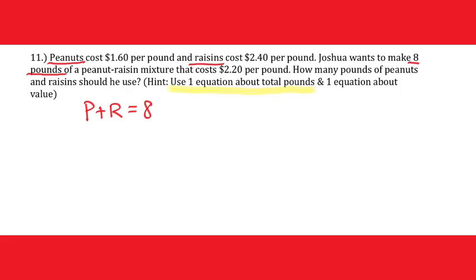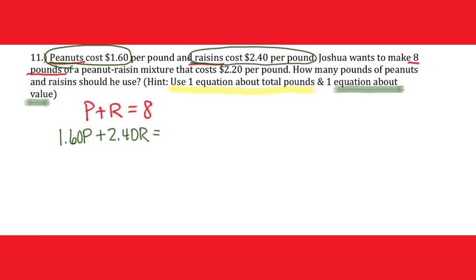But this one, when we talk about an equation about value, we know the value of peanuts and we know the value of raisins, but what we don't know is the value of this new mixture, right? So we have to do the pounds times what we are going to sell this for, times 2.20. And this is usually where people make the mistake. So really practice this, okay? So then 8 times 220 is 1760.